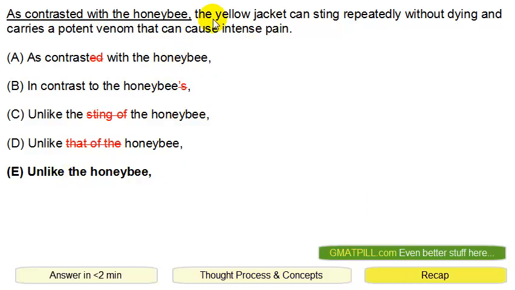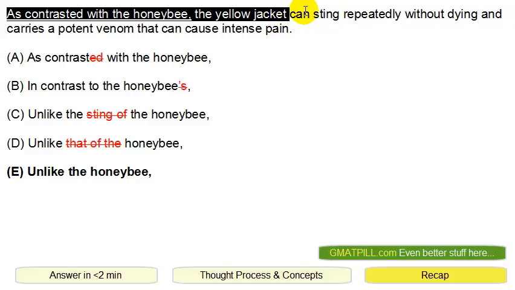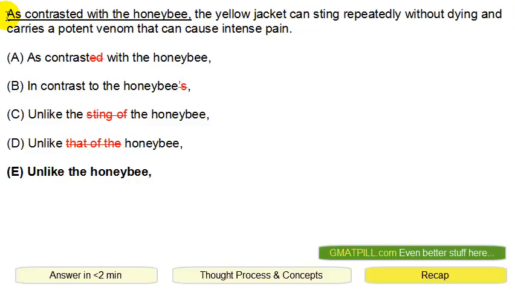So as a recap, we have a sentence where the only important part is really these words here. It doesn't matter what's afterwards. You want to compare as in contrast with X, comma, Y, and so on. So in contrast to the honeybee, the yellow jacket, and so on. And the issue here is the apostrophe s. The issue with A is "as contrasted," and the issue with C and D is you're not comparing apples to apples. You're mixing in the sting or something else here. And so the only one that works is answer choice E. Unlike the honeybee, the yellow jacket, and so on.